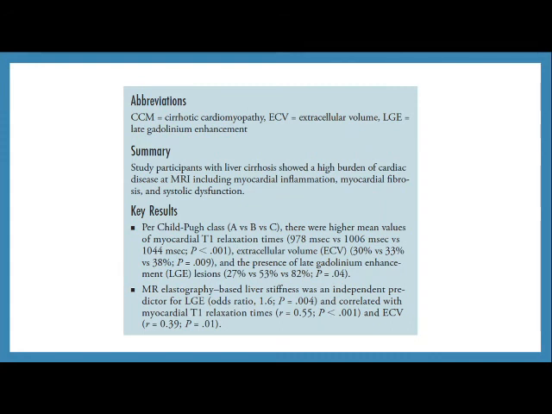Just to mention that they divided the groups in Child-Pugh class A, B, and C. So basically what that means is that we're having a clinical classification that stratifies the severity of cirrhosis, and then that also is analyzed in relation to the MRI findings in the liver and in the cardiac MRI as well.